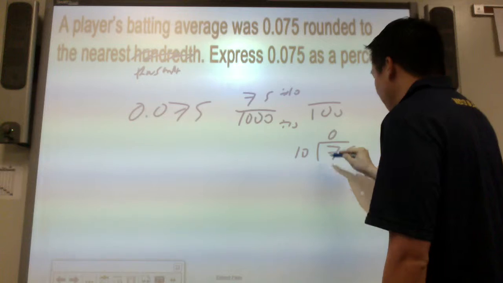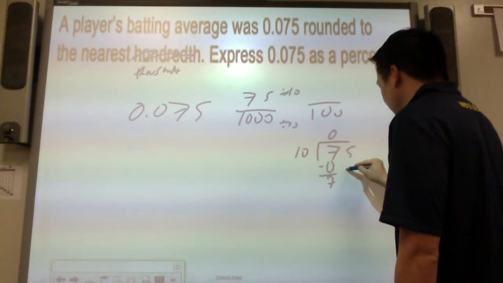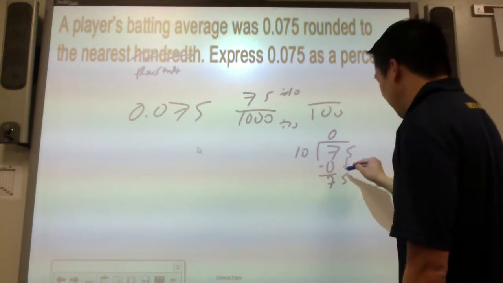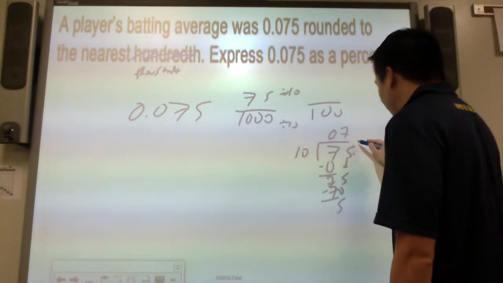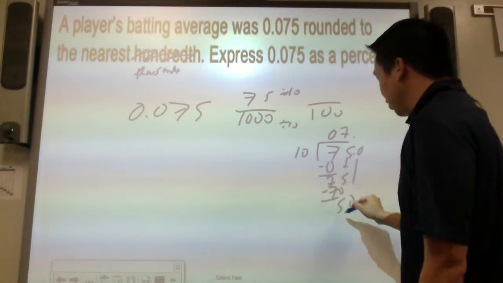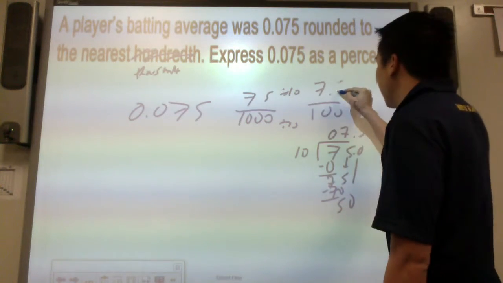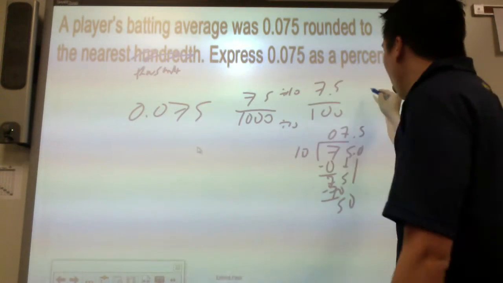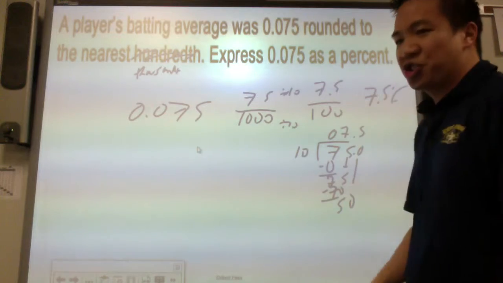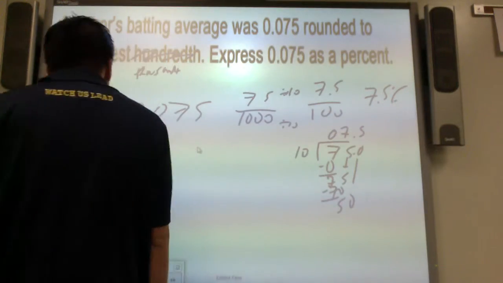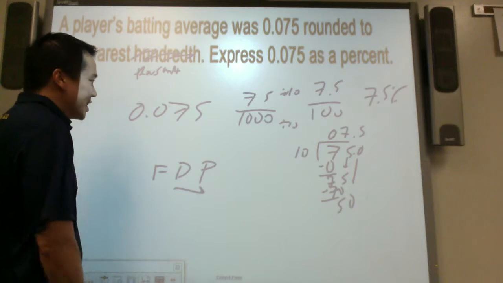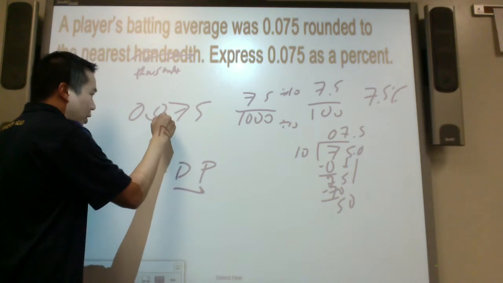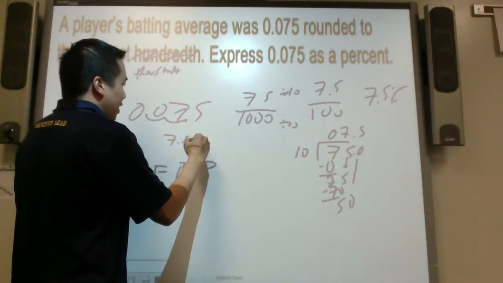10 goes 0 times. 10 goes into 75 7 times. I need to get rid of this remainder, so add a 0, bring it down. 10 goes into 50 5 times. So it's 7.5 per 100, or 7.5%. If you like the FDP, to turn a decimal to a percent, you move it twice over. 1, 2, so it's 7.5%.